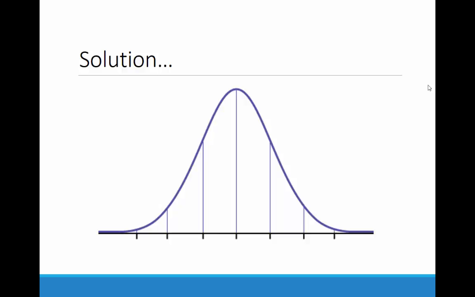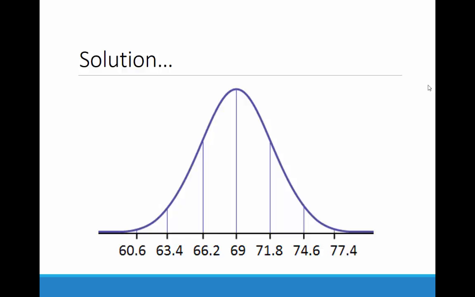Just like with the empirical rule, we're going to begin our solution with our normal distribution, and we're going to label the mean and all of our standard deviations. The mean, we're told, is 69 inches. To find one standard deviation above the mean, we're going to add 2.8. To find one standard deviation below the mean, we would subtract 2.8. We're going to continue this process to find 3 standard deviations both above and below the mean.